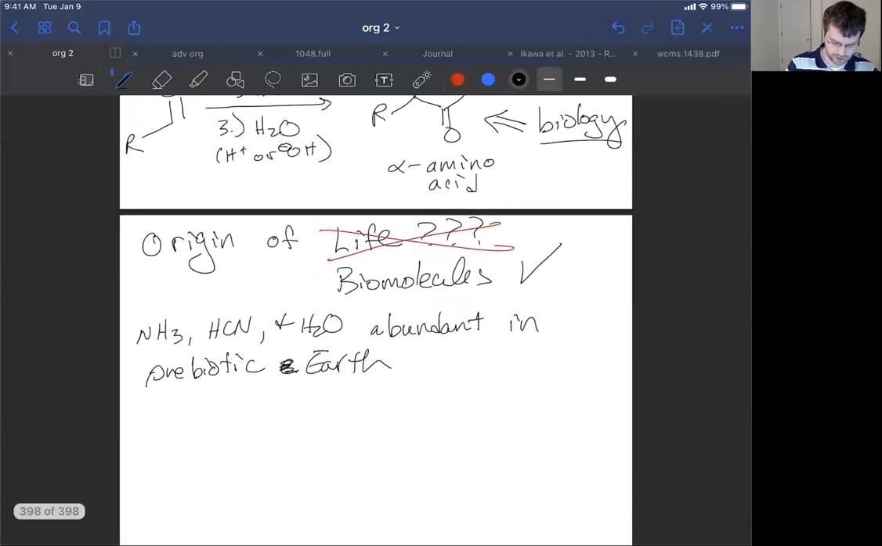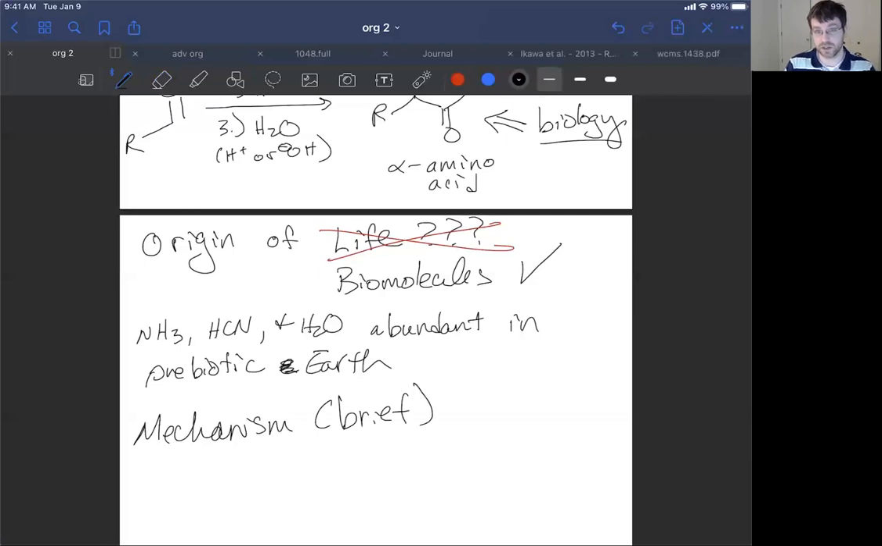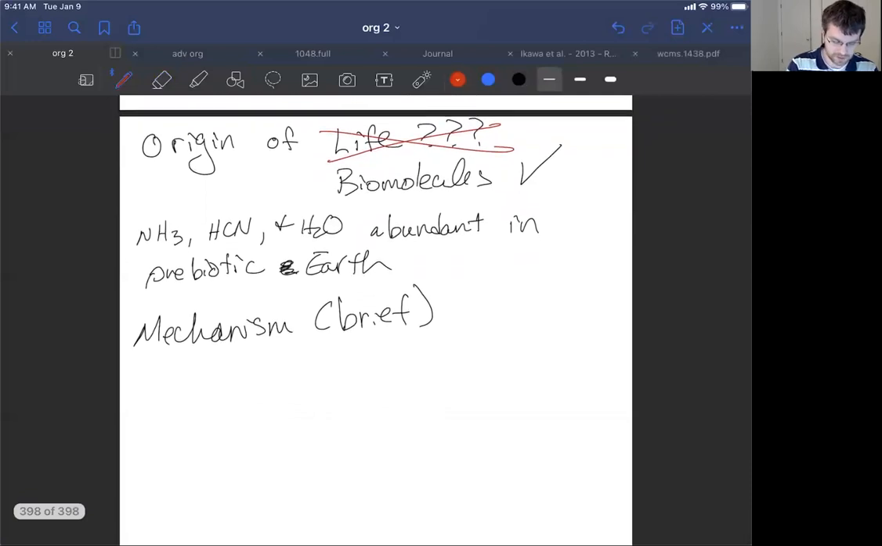Okay, so how does this work? Let's go through the mechanism of the Strecker reaction really quick. And this is going to be a brief mechanism. I'm not going to cover every single curly arrow event. I'm mostly going to show you the outline of how this works. It's not so much a mechanism as it is how the Strecker reaction works.